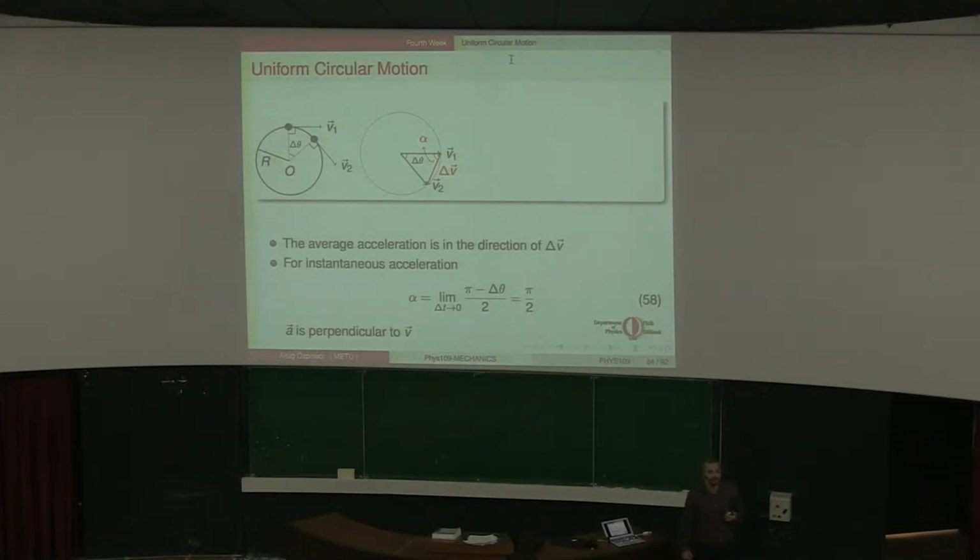So we know the direction of the acceleration. In uniform circular motion, the acceleration always points from the object towards the center. It's just like if you take a curve, your acceleration vector is towards the center of the curve, not towards the outside.